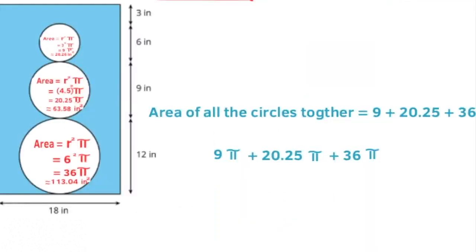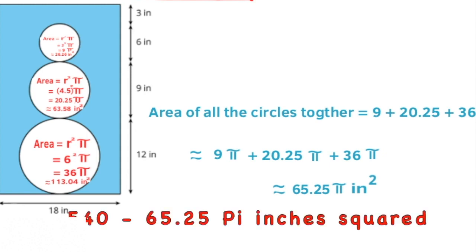Add them up and their total area is approximately 65.25 times pi, inches squared, since we're talking about area. This represents the total area of all three circles, and we need to subtract this from the area of the blue rectangle. In terms of pi, the area of the shaded region is 540 minus 65.25 pi inches squared.